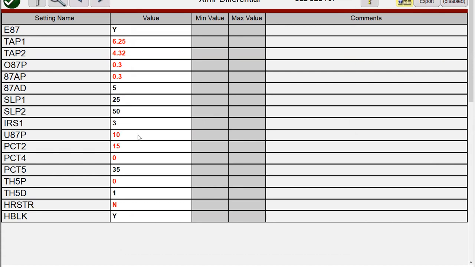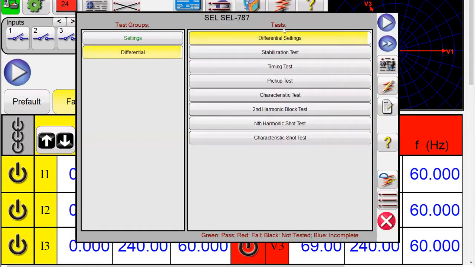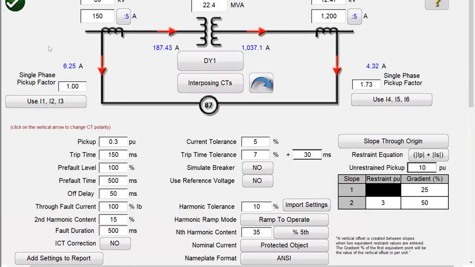So once we read the settings into the test plan, let us navigate to the test plan itself and look into how these settings were mapped onto my differential screen. So here is my list of tests that were generated in the test plan. And let us go ahead and look into the test screen here. So this is called the differential screen, right? And when the settings were read from the relay, the settings automatically mapped onto the screen here.